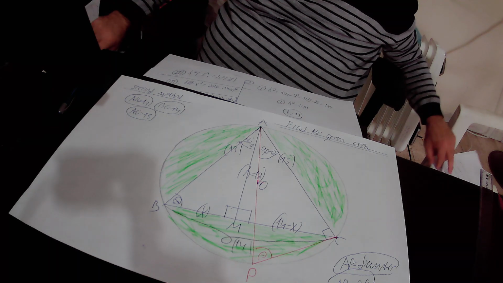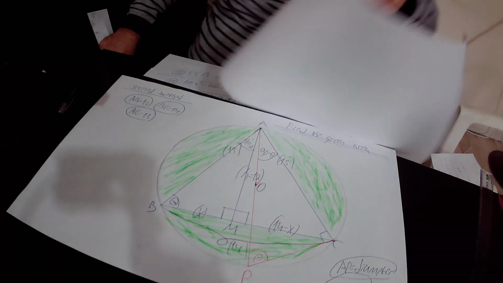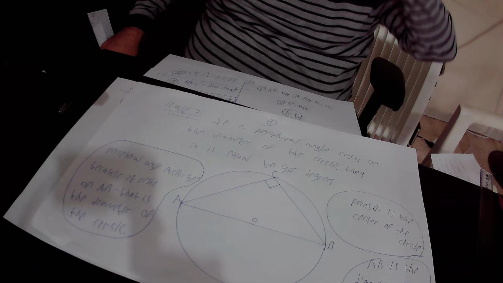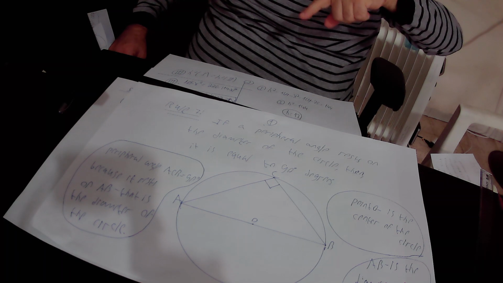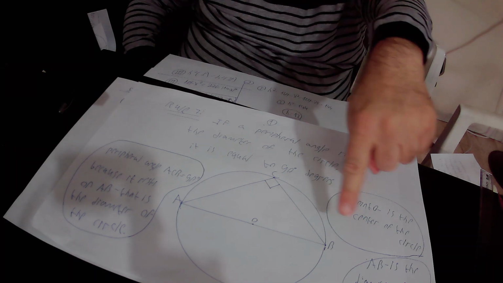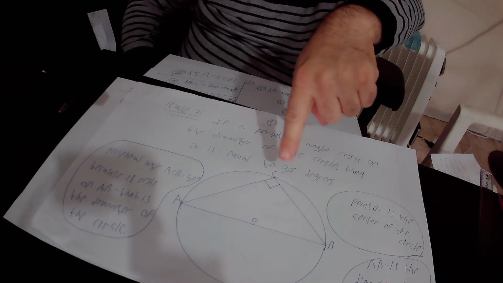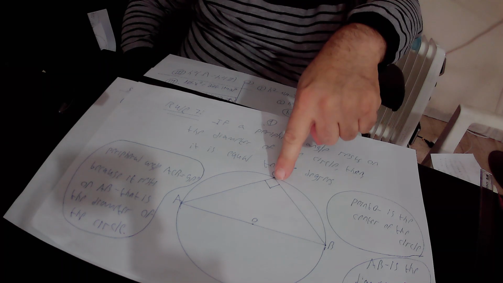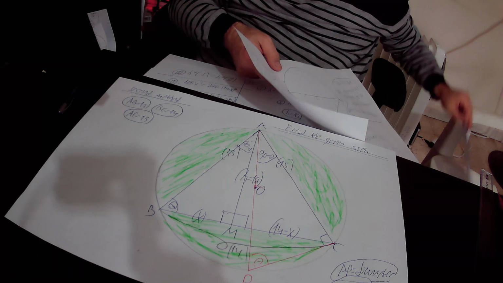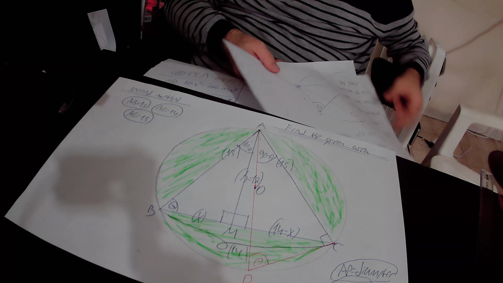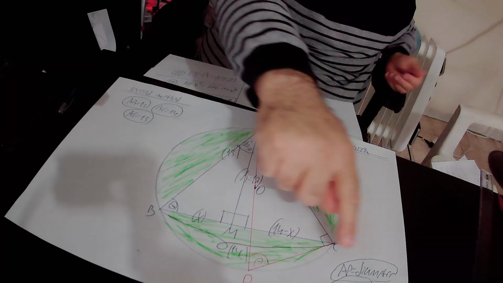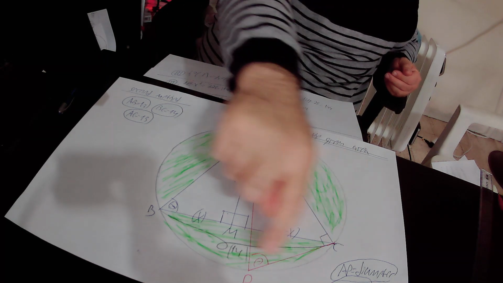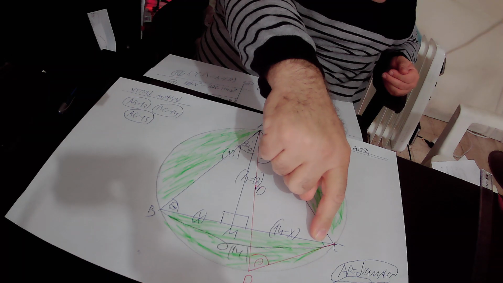According to rule number 7, if a peripheral angle rests on the diameter of the circle, it must be equal to 90 degrees. Here we have peripheral angle ACB that rests on AB, the diameter of the circle. Therefore, this peripheral angle ACB equals 90 degrees. So we implemented rule number 7 in our drawing. We have peripheral angle ACP that rests on AP, the diameter of the circle. Therefore, this peripheral angle ACP equals 90 degrees, according to rule number 7.